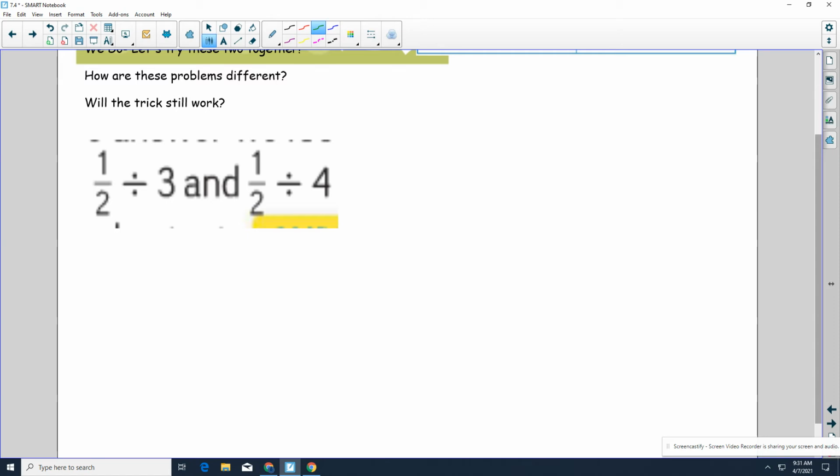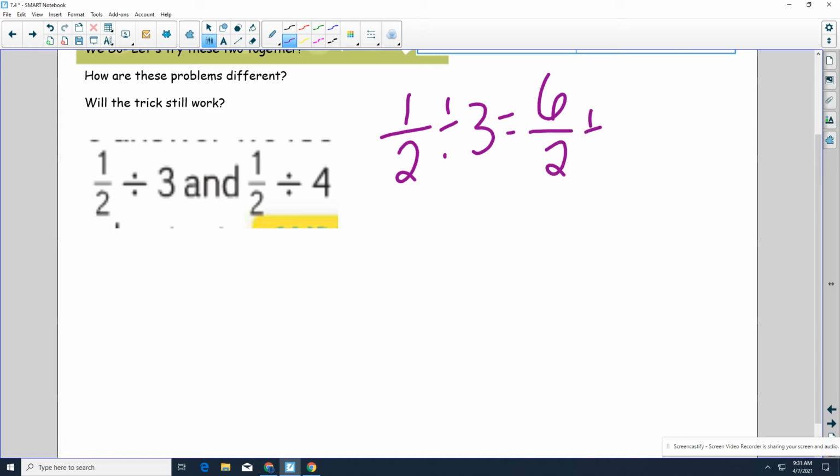So how are these problems different between these two? We have a half divided by 3 and a half divided by 4. Let's work these out and see if the trick will work for both of them. I'm not sure, so we need to see. So 1/2 divided by 3. 2 times 3 is 6 over my denominator of 2. So 6 halves divided by 1/2. And I get 6 over 1, or simply 6.